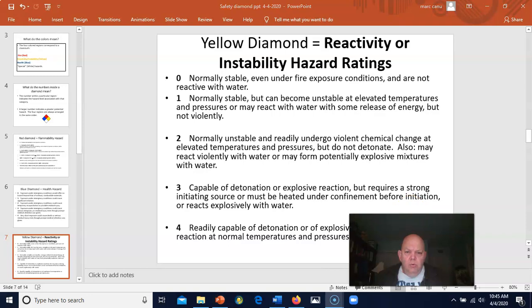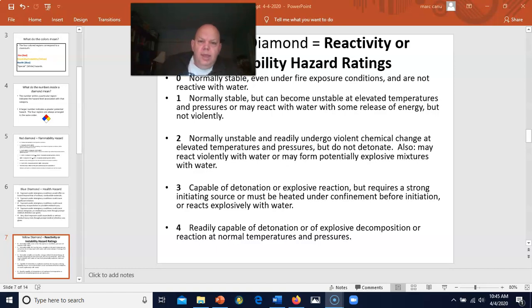So when we look at yellow, we're going to say for 0, it's normally stable, even under fire exposure conditions, and it's not reactive with water. Okay, cool. 1, normally stable but can become unstable at elevated temperatures and pressures, or may react with water with some release of energy but not violently. So again, this describes different chemical compounds. Normally stable, it can become unstable at elevated temperatures and pressures. So if the pressure and the temperature are higher than normal, it's possible for the compound or the chemical or whatever it is to react.